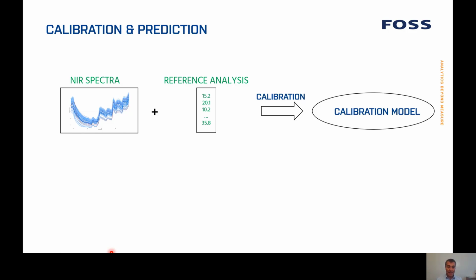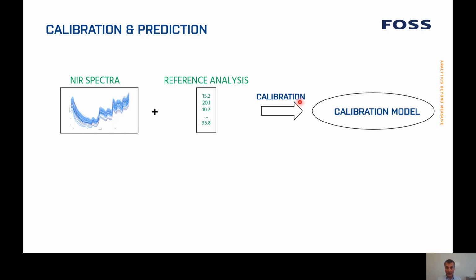When we talk calibration and prediction, we're normally in the situation where we have analyzed a number of samples, our calibration sample set. So we have a number of near-infrared spectra, as illustrated by this plot here. And for each of these spectra, we have an attached reference analysis value. This could be the protein content of 15.2% protein. So we have all these values attached to each individual spectrum.